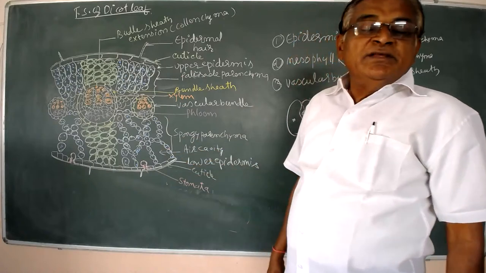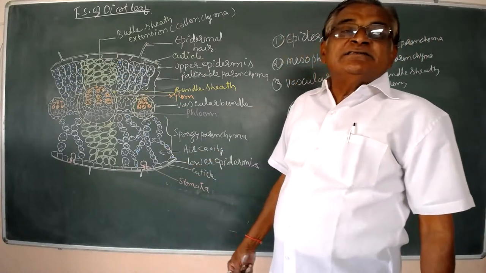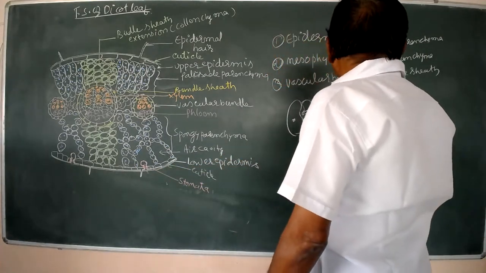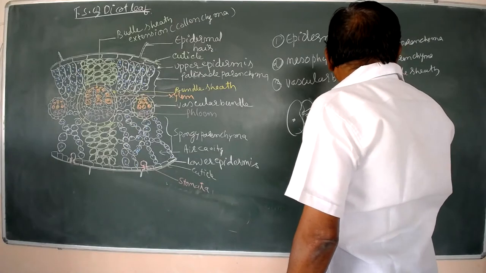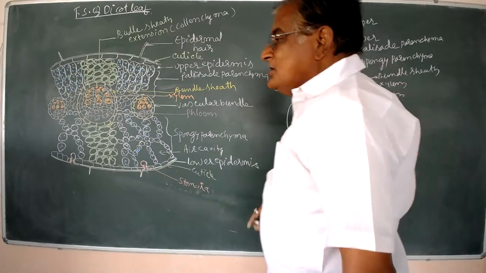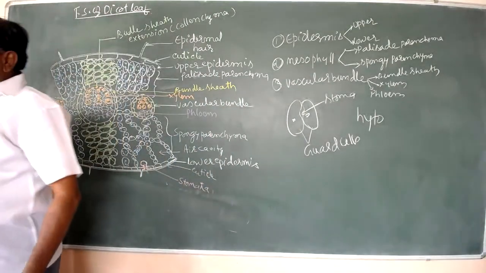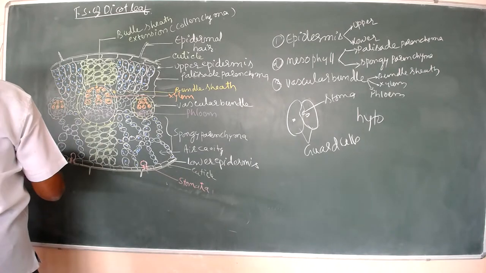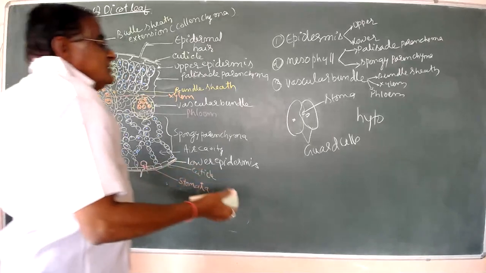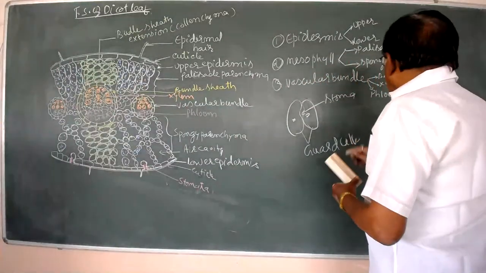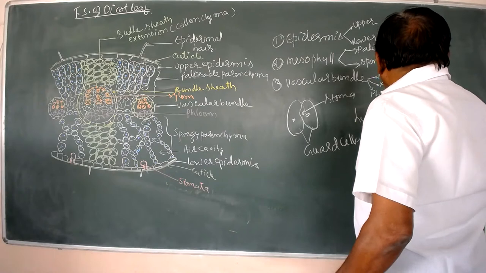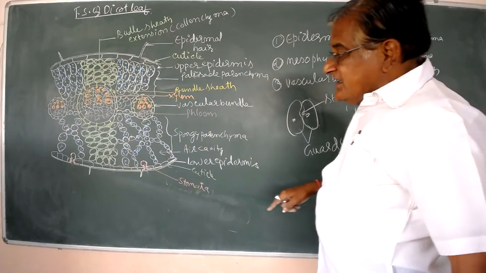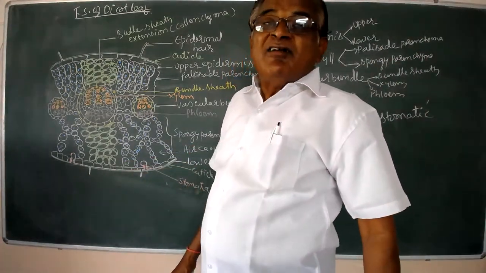Also, through the stomata the transpiration takes place and the exchange of gases takes place in the lower epidermis. For that reason, the stomata are restricted to the lower epidermis, so it is called hypostomatic. H-Y-P-O-S-T-O-M-A-T-I-C. Hypostomatic means it is restricted to the lower epidermis.